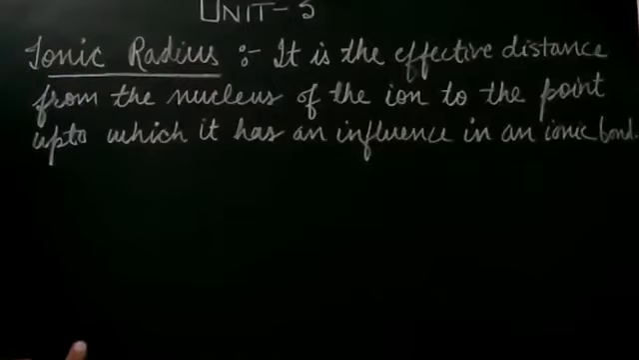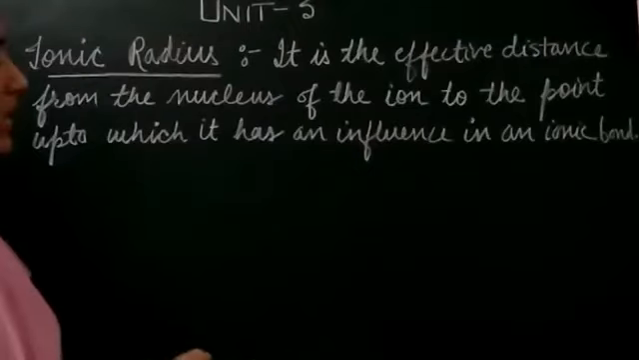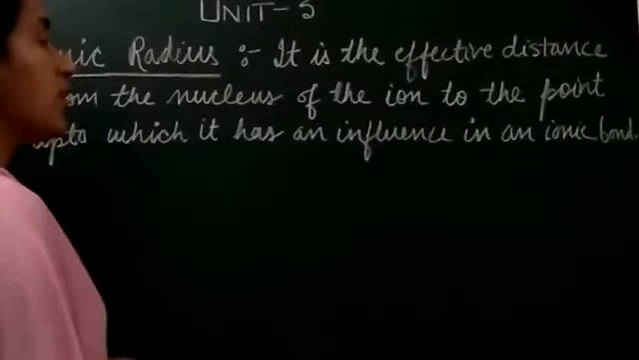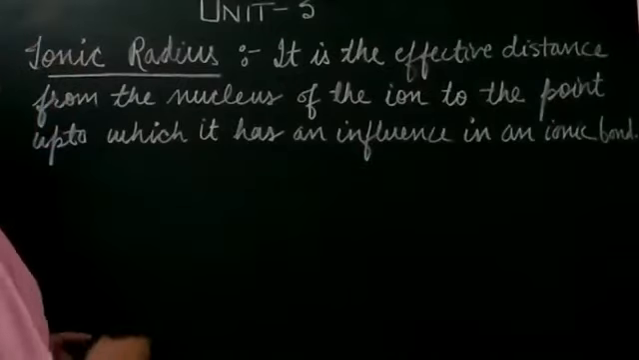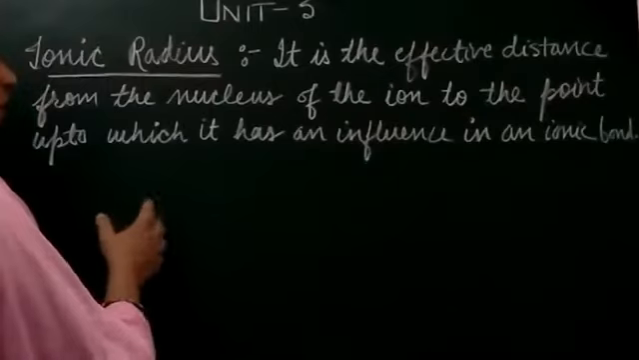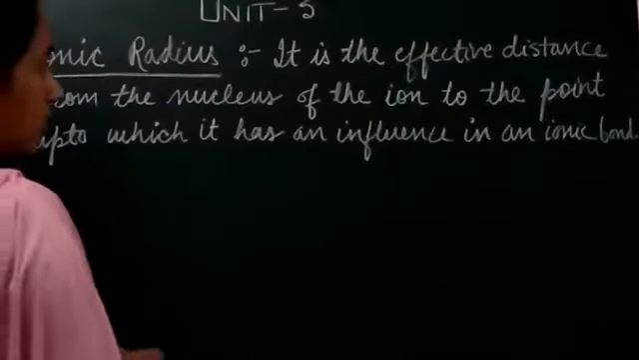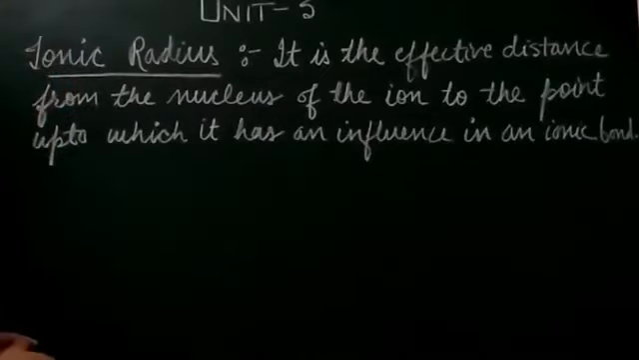Now when we say it has an influence, it means that if it is a positive charge or a cation, it will have attraction for the negatively charged ion. Similarly, a negatively charged ion will have attraction for the positively charged ion. So for how long their effect is going to work, from the nucleus of it, will be known as the ionic radius.